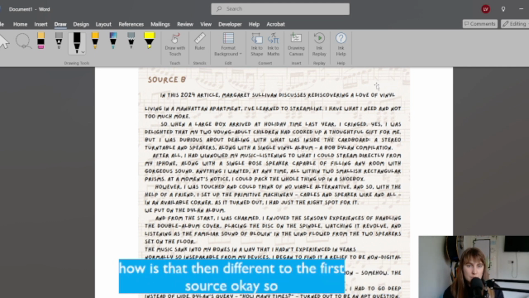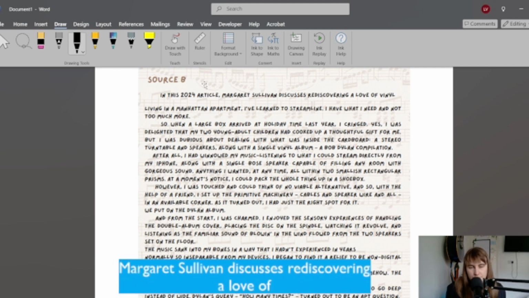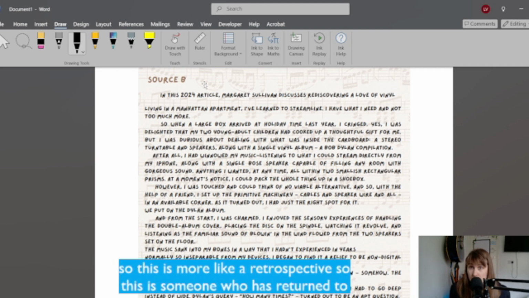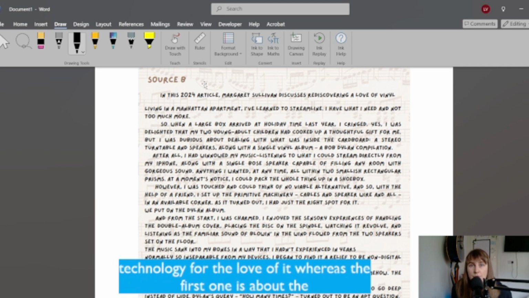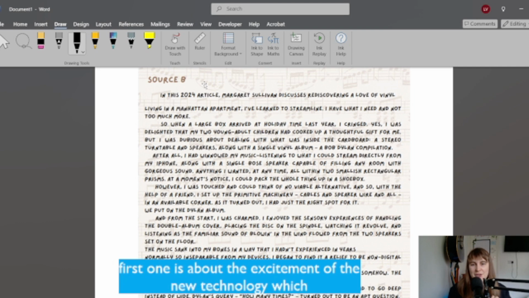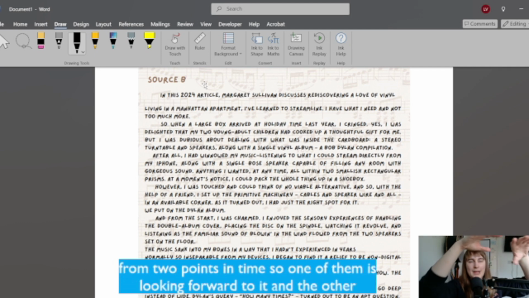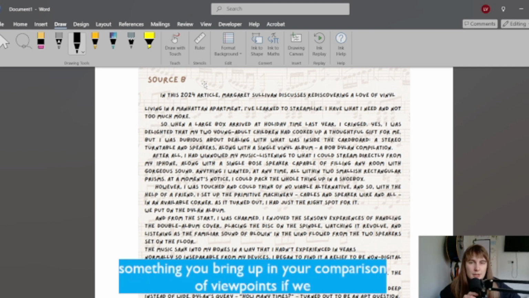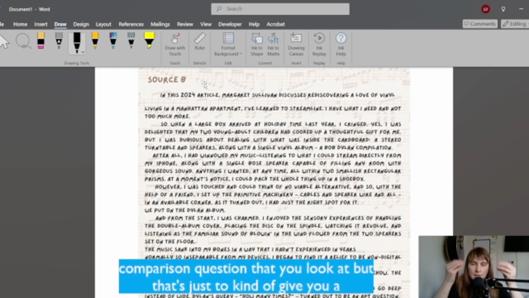Okay, so in this 2024 article, Margaret Sullivan discusses rediscovering a love of vinyl. So this is more like a retrospective. So this is someone who has returned to older technology for the love of it, whereas the first one is about the excitement of the new technology, which ironically is a very similar technology, but we're looking at it from two points in time. So one of them is looking forward to it and the other one is looking back at it. So that might be something you bring up in your comparison of viewpoints if we considered the other comparison question that you look at, but that's just to give you a context of the perspective.